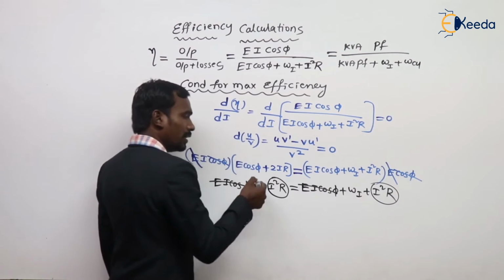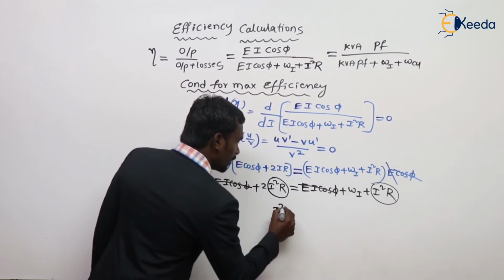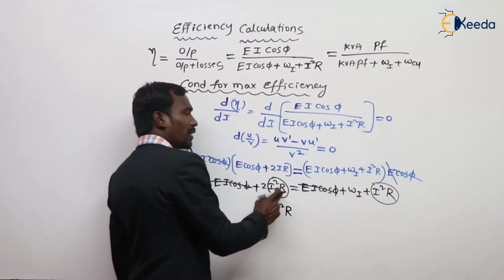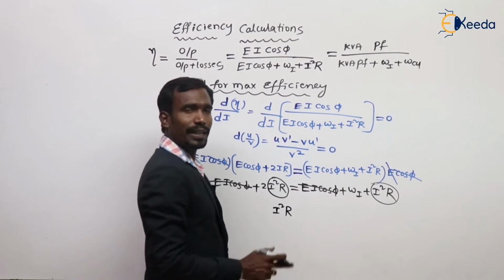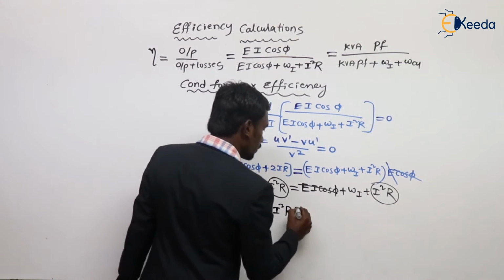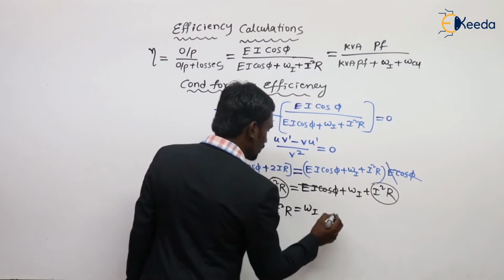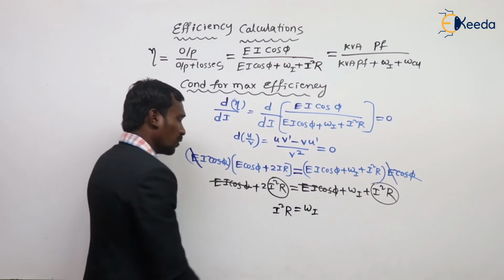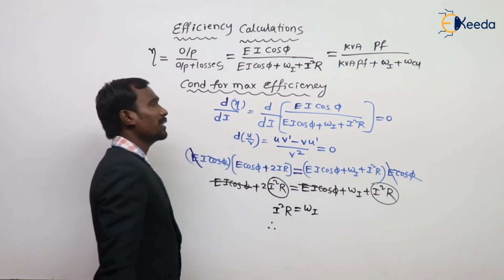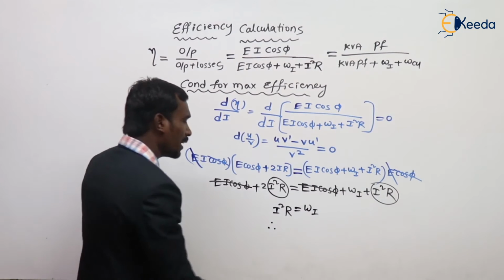Bring this one here, so we get 2I square R minus I square R. We get 1 I square R is equal to iron losses. So what is the condition to get the maximum efficiency?